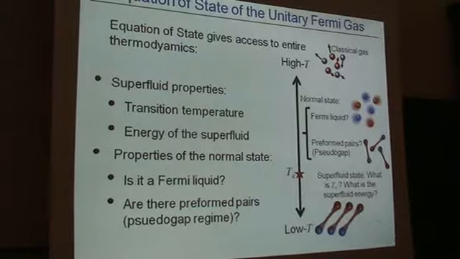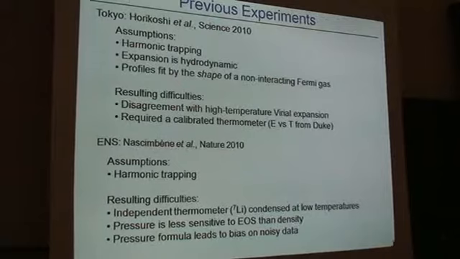And then at some point you reach TC, and in the superfluid state, of course, the question is what is the critical temperature, what's the superfluid energy, what's the critical entropy for forming the superfluid state? So all these questions would be nice to address by measuring the equation of state. Now, there have been 2 recent experiments that claim to have reached high precision in extracting the local equation of state for these gases. But there are several issues.